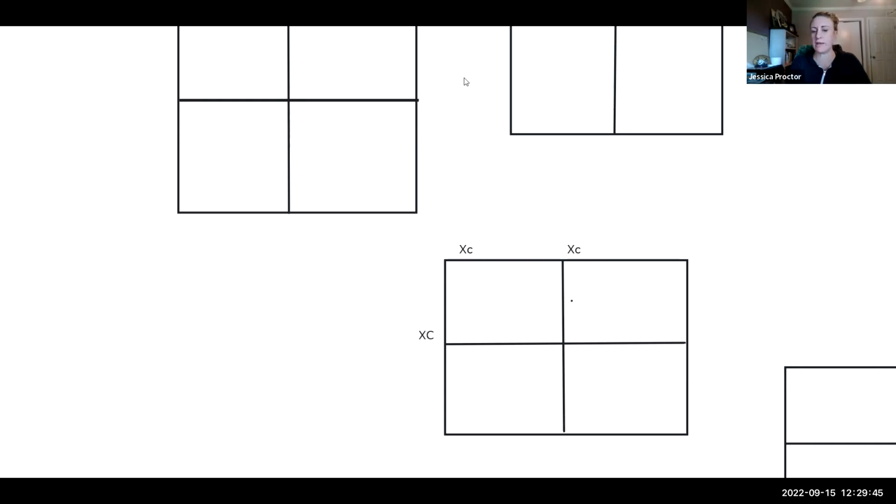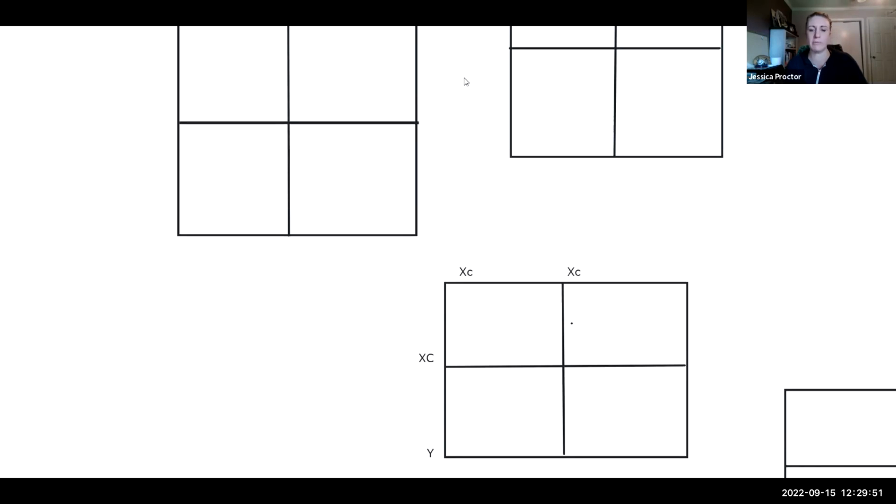Okay, so we set it up just like any other Punnett square, one parent along the top, one parent along the side. And then we fill in the little boxes with the dominant allele first. So we've got an X big C and then an X little c here. And then here in this box, same deal. We've got an X big C, X little c.